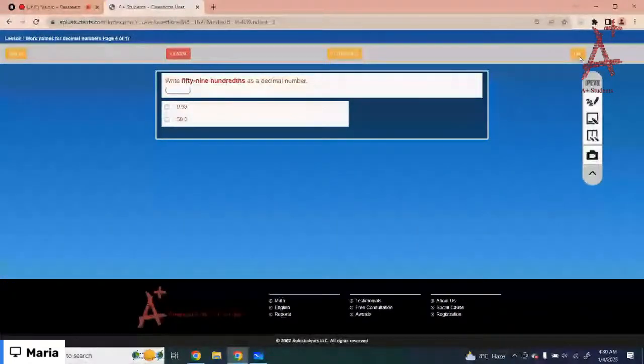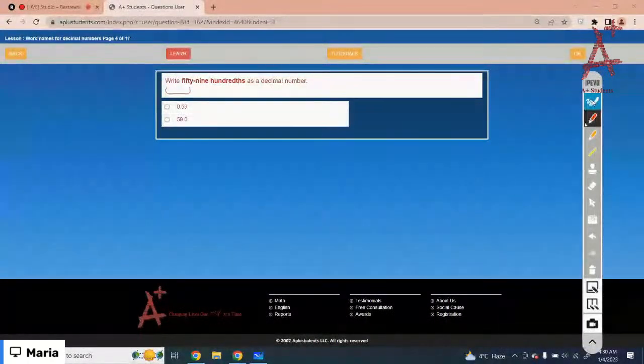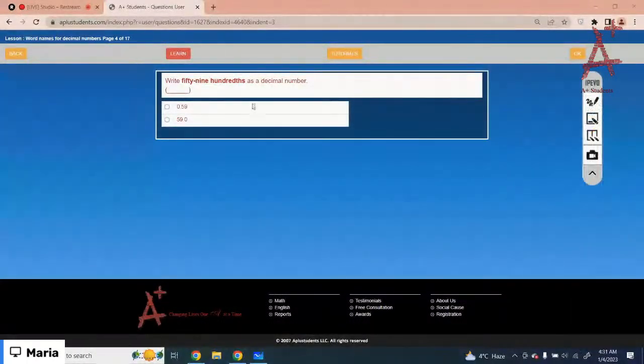Okay, the next one is write 59 hundredths as a decimal number. So you have to write 59/100 as a decimal. Just write the place value chart: ones, tenths, and hundredths. Got it? So 0 is at the ones position, and 59/100 would be 59. Got it? So that would be 0.59. Select the option, then click on the OK button.